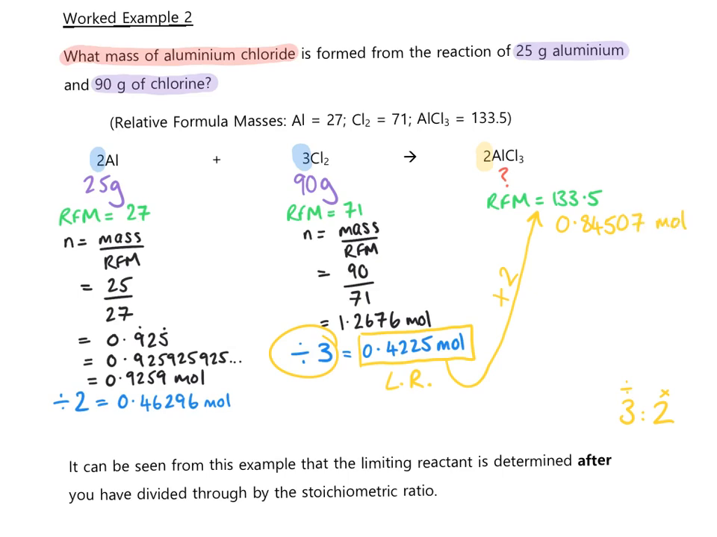So that's the number of moles of aluminium chloride that we could potentially form. What was I asked to do in the question though? I was asked to calculate what mass of aluminium chloride is formed. So I need to convert this back to mass. Mass equals n times RFM.